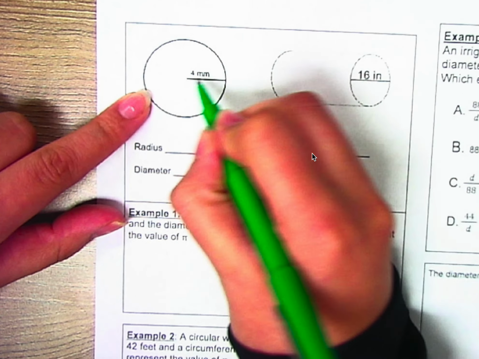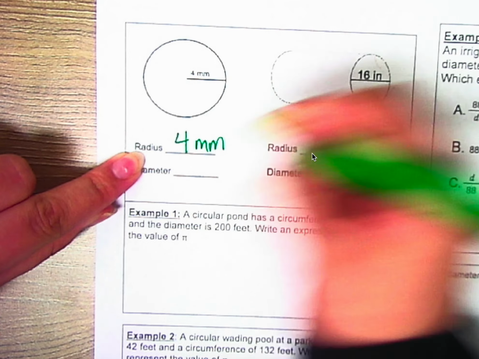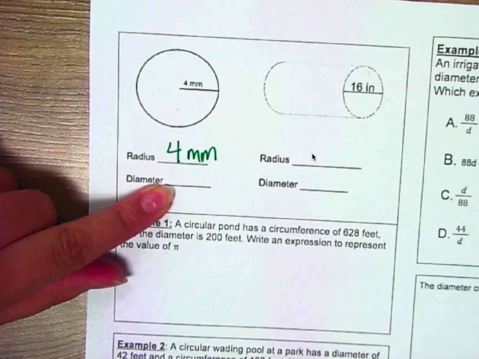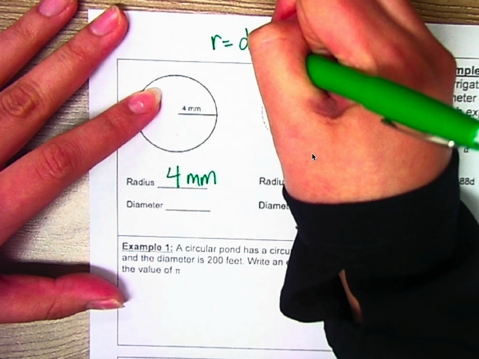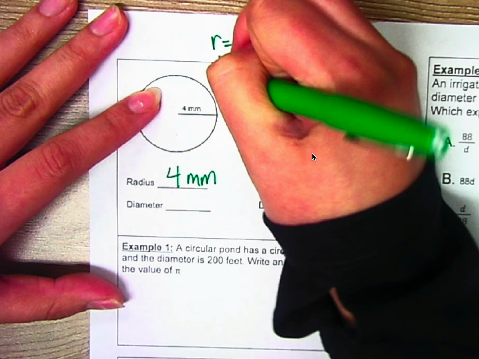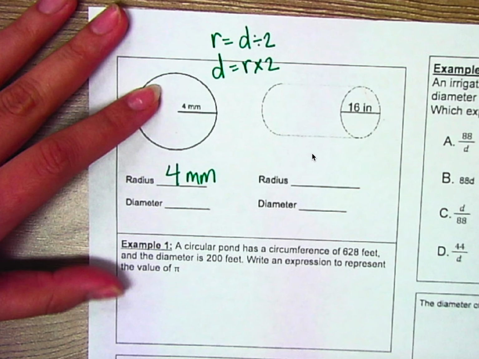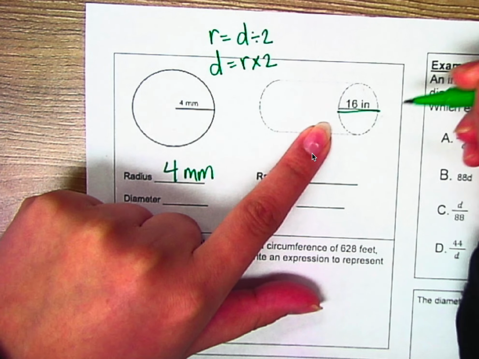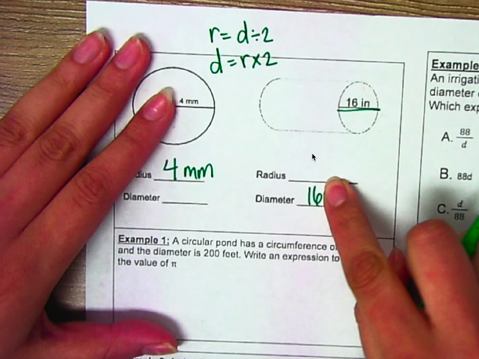This right here, if it's half of the circle, then they gave you the radius. I'm going to go ahead and plug that in. Okay. You're going to tell me the diameter. Remember, to find the radius, it's diameter divided by 2. To find the diameter, it's radius times 2. Okay. Now this one right here, that is the diameter, so I'm going to put 16 inches, and you're going to find the radius. Okay.